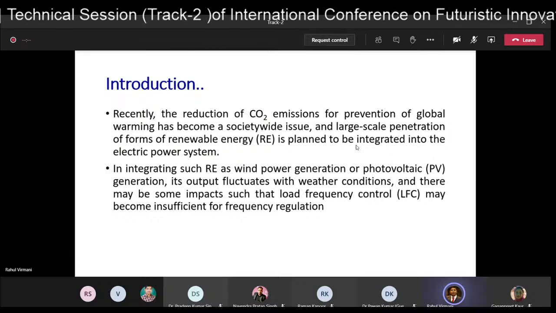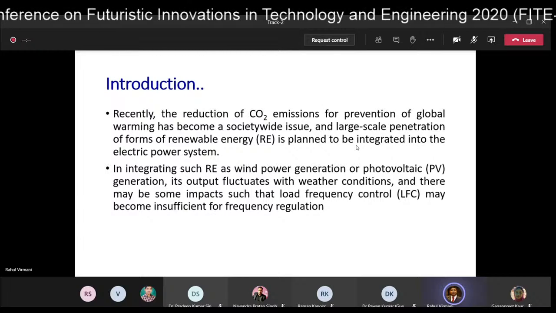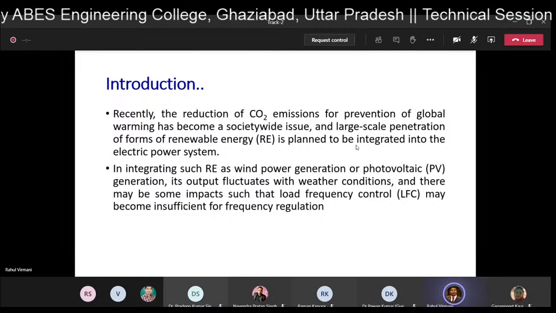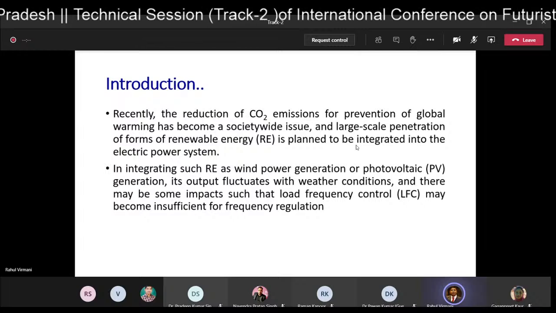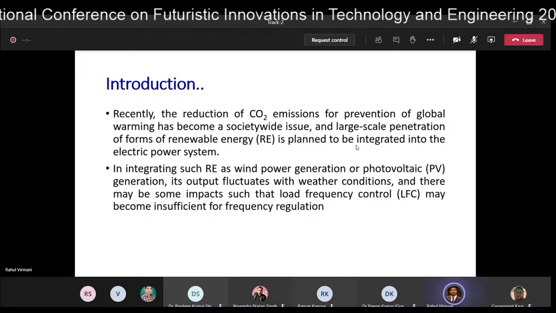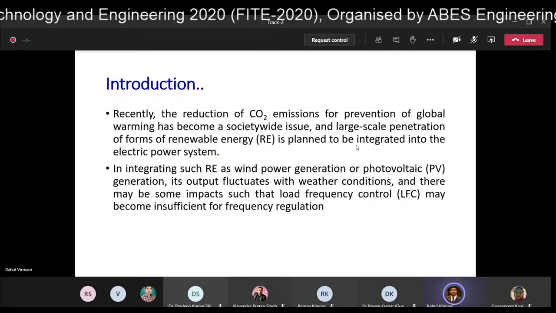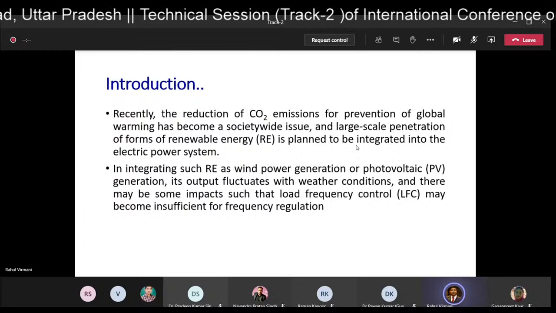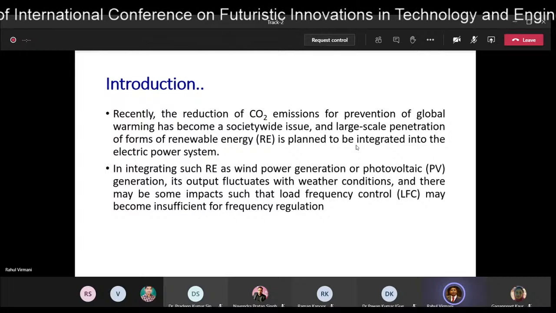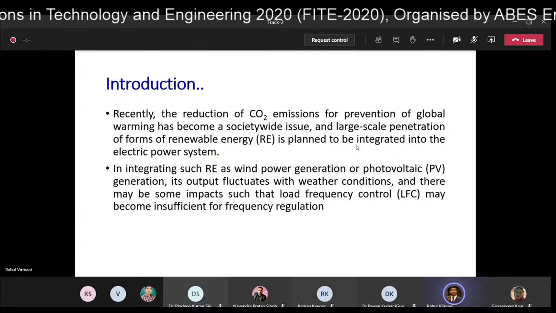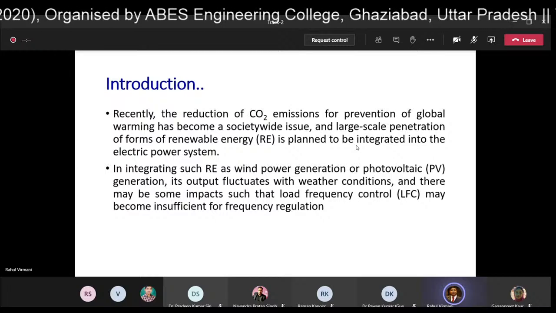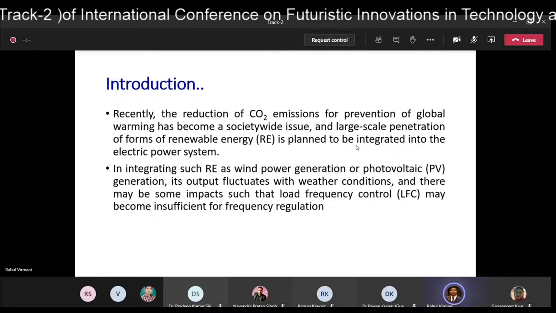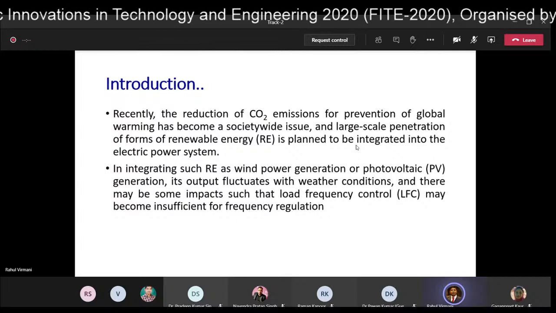Now, as we all know, the reduction of CO2 emissions for the prevention of global warming has become a worldwide issue, and large-scale penetration of renewable energy is planned to be integrated into the electric power system. As we integrate wind power generation and photovoltaic PV, which is most common nowadays, the output fluctuates with the weather conditions. These fluctuations, in technical terms, are named intermittencies. Also, new technologies such as wind and PV lower the inertia of the entire system.